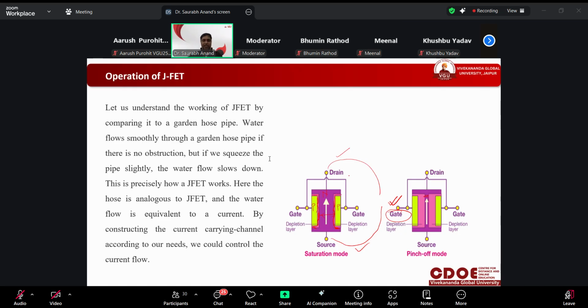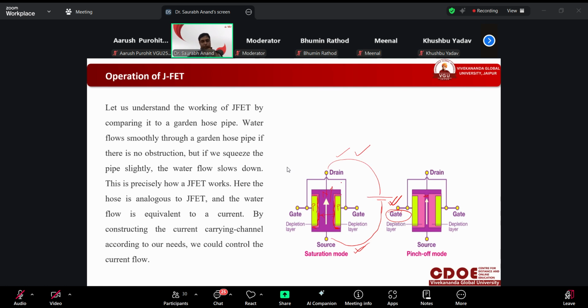So what is the working? We will apply the voltage between drain and source first. If it is n-type, we have to attract the electrons, and electrons can be attracted if we connect positive with this drain. So current will flow here. Clear? Any problem?